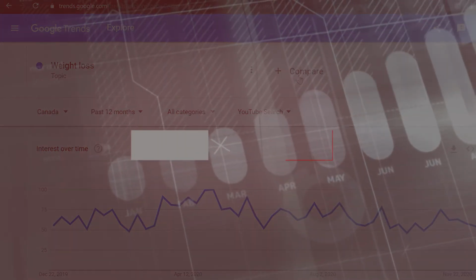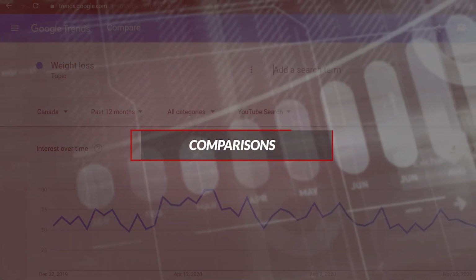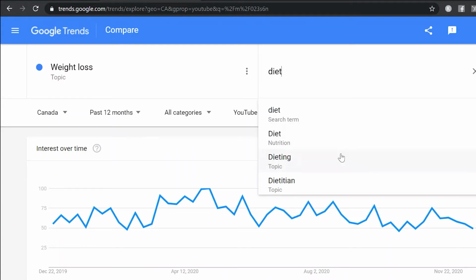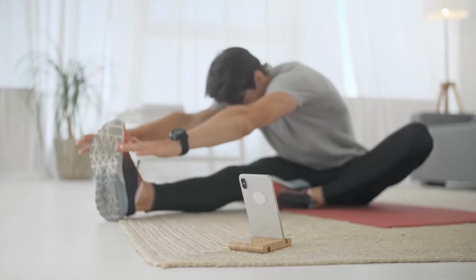Another thing that you can also do is compare these two terms. This is probably the last thing I want to do because I don't want this video to be too long, which my editor probably wouldn't like as well. Aside from weight loss, we can also look at another health term. Let's look at diet. Why am I using this health term? Because obviously, if you want to lose weight, it's either diet or exercise.